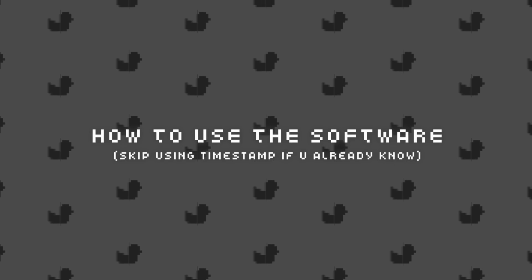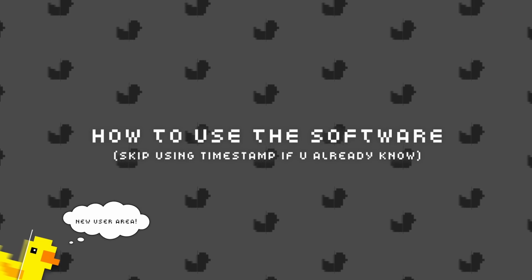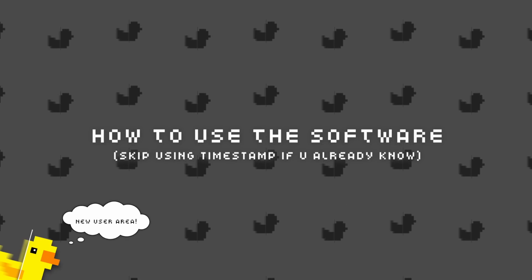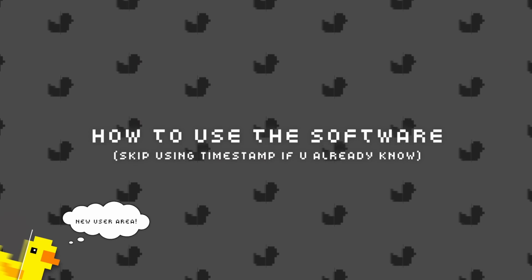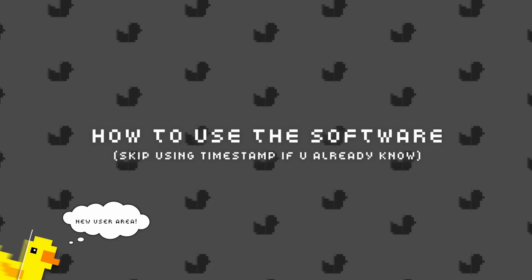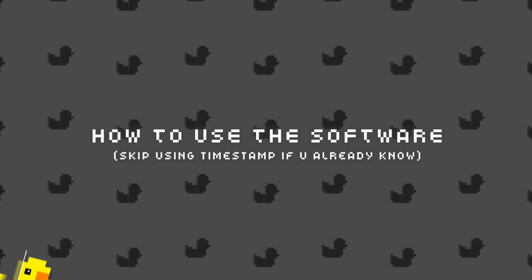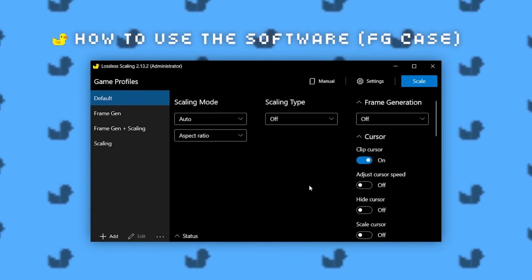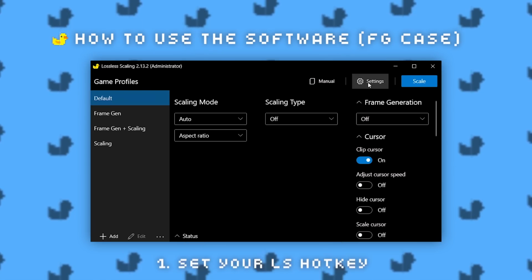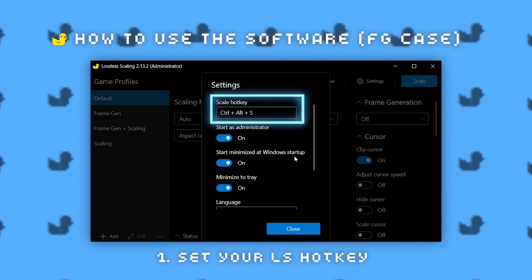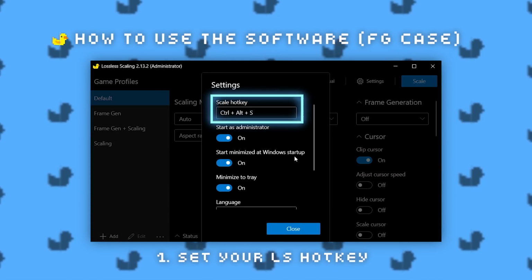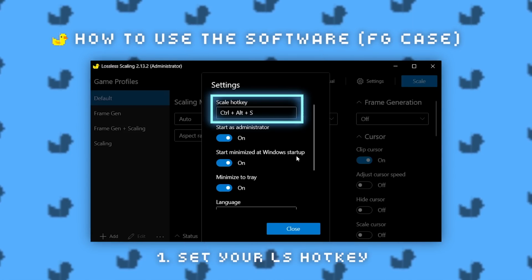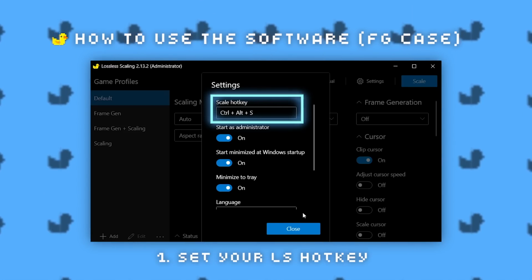Alright, I know that I just said that this video is only focused on reviewing what is new in the latest update, but honestly, it doesn't take a lot of time to give you guys a refresher on how to use the software. If you want to skip this part, check the timestamp in the description. Okay, so first, open up the software, obviously, and then go to settings and set the shortcut keys that you can easily remember, as you will use this to universally apply LS to your game. In my case, I use Ctrl, Alt, and S.